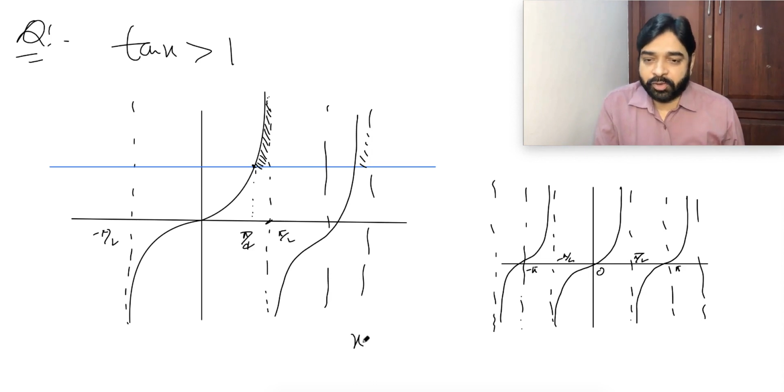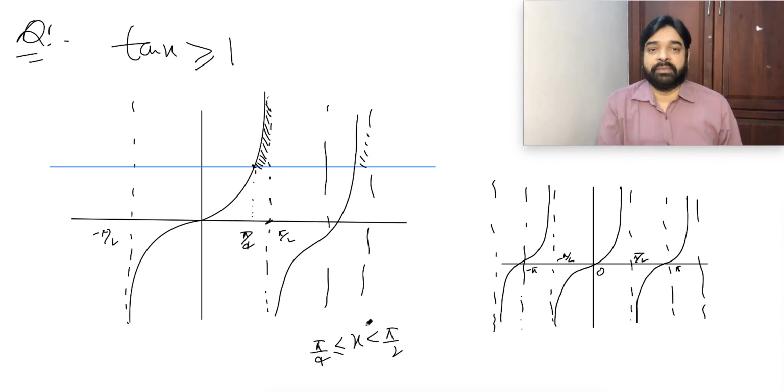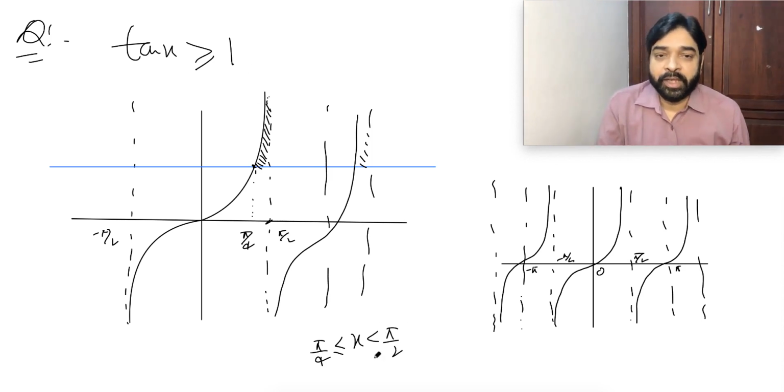Suppose I change this question, please watch carefully. Here it is equal to. So what will you say? x is greater than or equal to pi by 4 but less than pi by 2. Here don't put an equal sign. That's why I put equal to, to show you. Here don't put an equal sign because it cannot be equal to pi by 2. Have you understood the point?